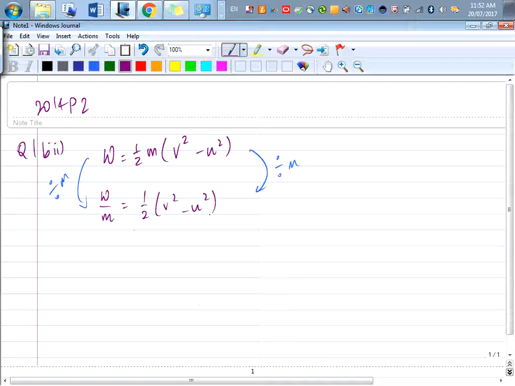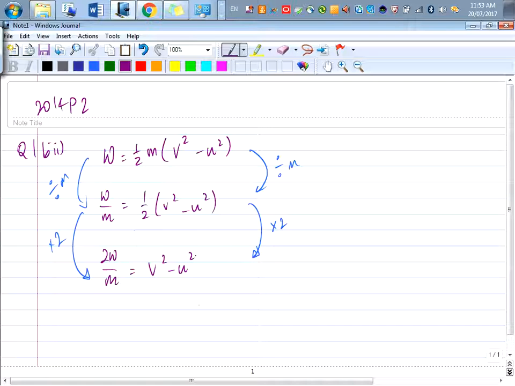Now the next step is where a number of you make mistakes. Okay, so how do I get rid of this half over here? Should we times 2 or should we divide by half? Or are they the same? Mathematically they are the same. But if you choose to times 2, then you won't have the problem of a fraction in a fraction. So times 2. And you will end up with 2W over M equals to V square minus U square.